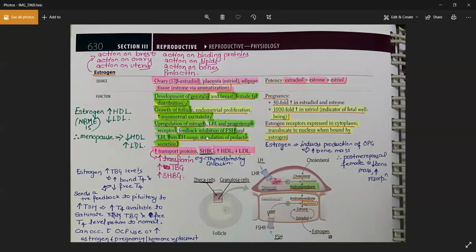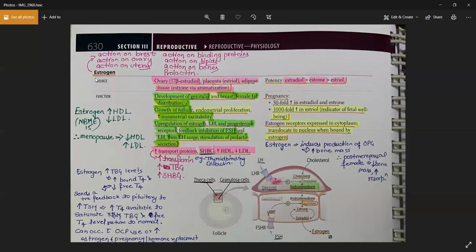Again, the cells in the brain, the lactotropes, it will cause a hyperplasia of the lactotropes. The level of prolactin will be increased whenever you have a high level of estrogen. The transport proteins will be increased, like the transferrin, the thyroid binding globulins. Steroid hormone binding globulins will be increased. Please note the level of HDL will be increased because of estrogen, and the level of LDL will be decreased after the release of estrogen.